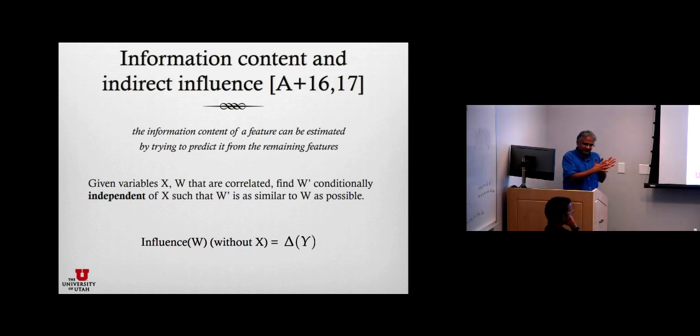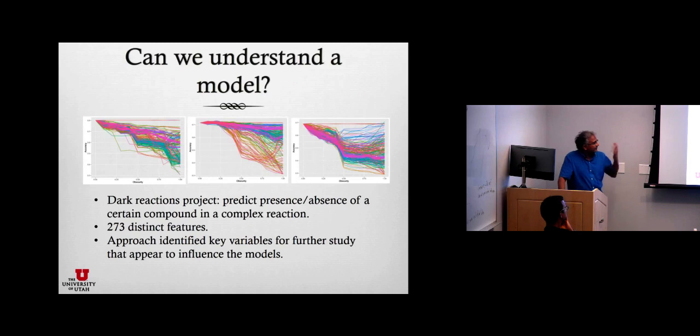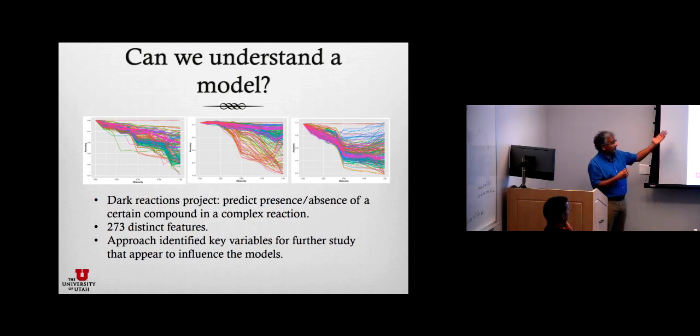Our work is, for the moment, mostly heuristic in the sense that I don't have formal guarantees on how these things work. But some of the results you can get from this look like this. So I mentioned this deep learning example. This is not hypothetical. This is work that my colleague was doing with her colleagues in Harvard College. And so they were trying to predict the presence or absence of a certain compound in a complex reaction. There are 273 distinct features.